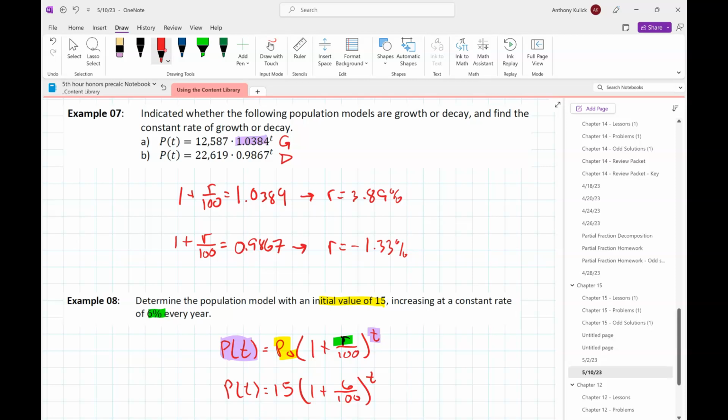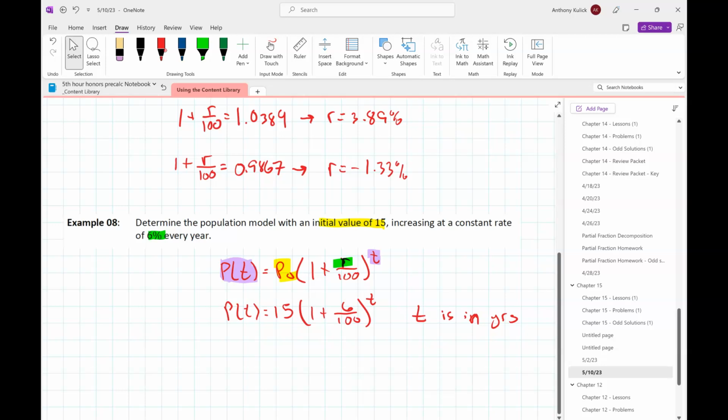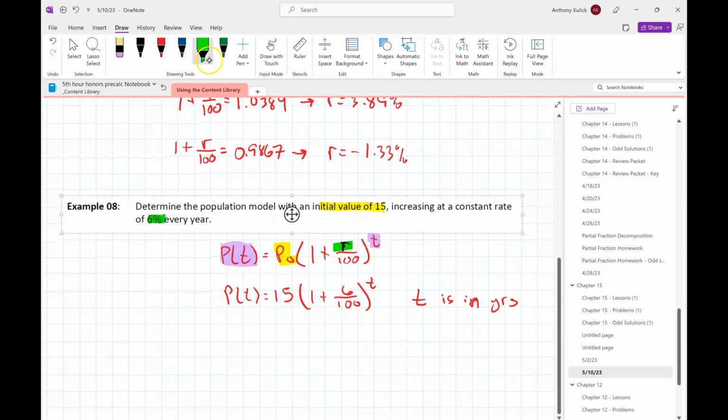Yeah. Years. Why did you pick years? It says 6% every year. So we'll just write afterwards t is in years. And now we could simplify here a little bit, right? 1 plus 6 over 100.